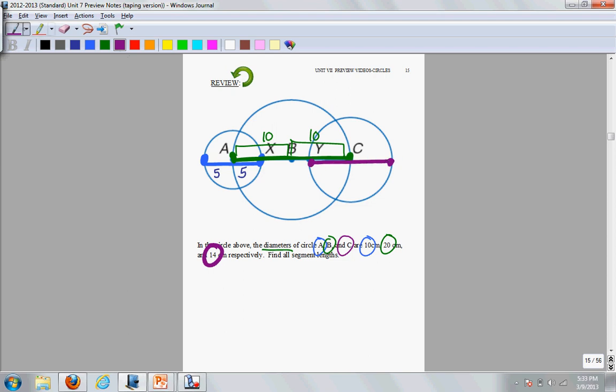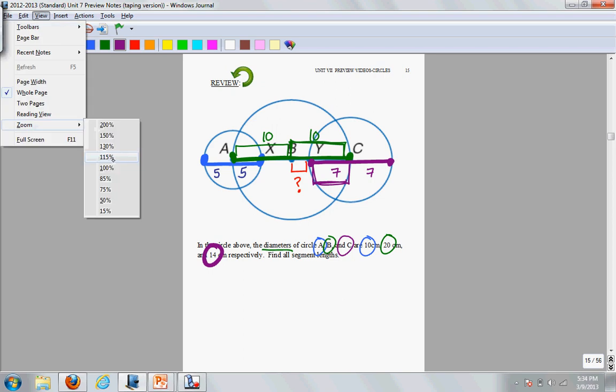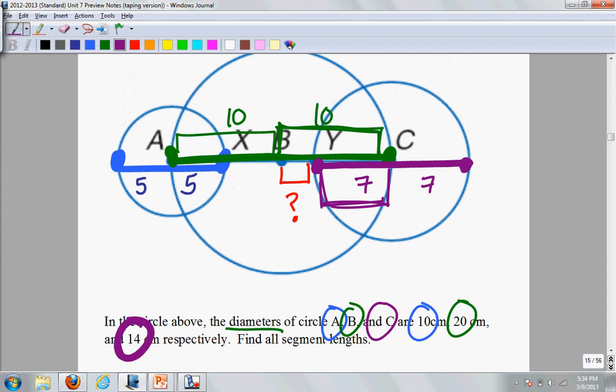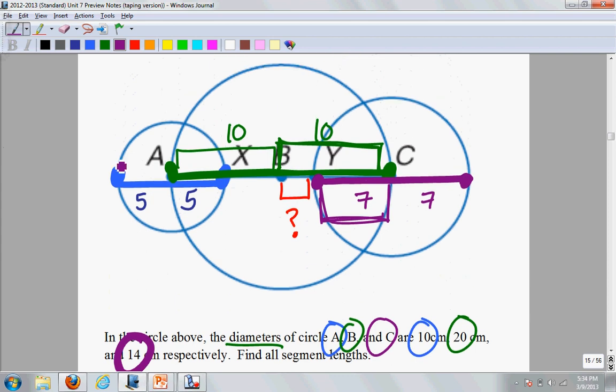Find all possible segments. The easiest way to find all possible segments is to bracket the possible segments. So let's bracket one of them. BY is a segment that is not found. Let's bracket what's around it. We know B to C is 10, and we know Y to C is 7. I'd like you to find B to Y, the red there. Go ahead and find it. Okay, you should have gotten 3 there.